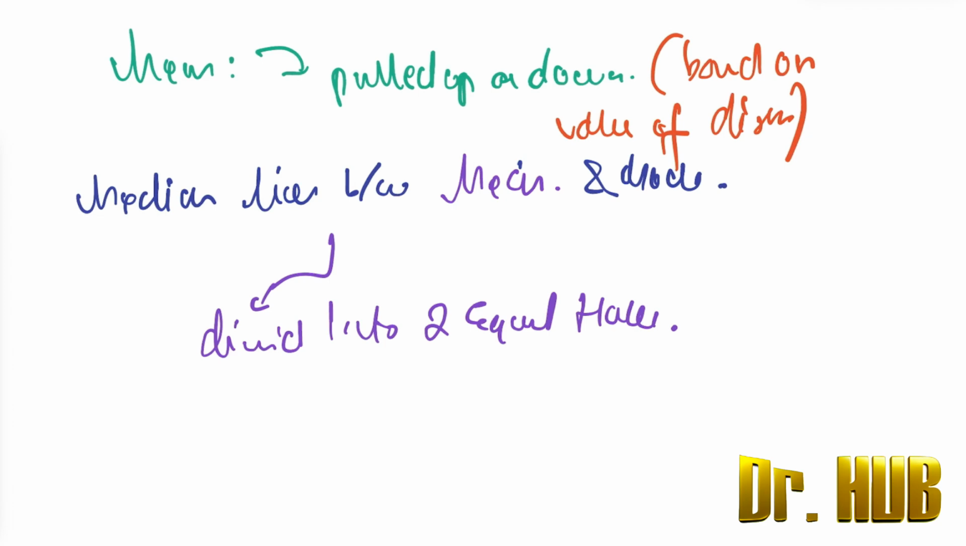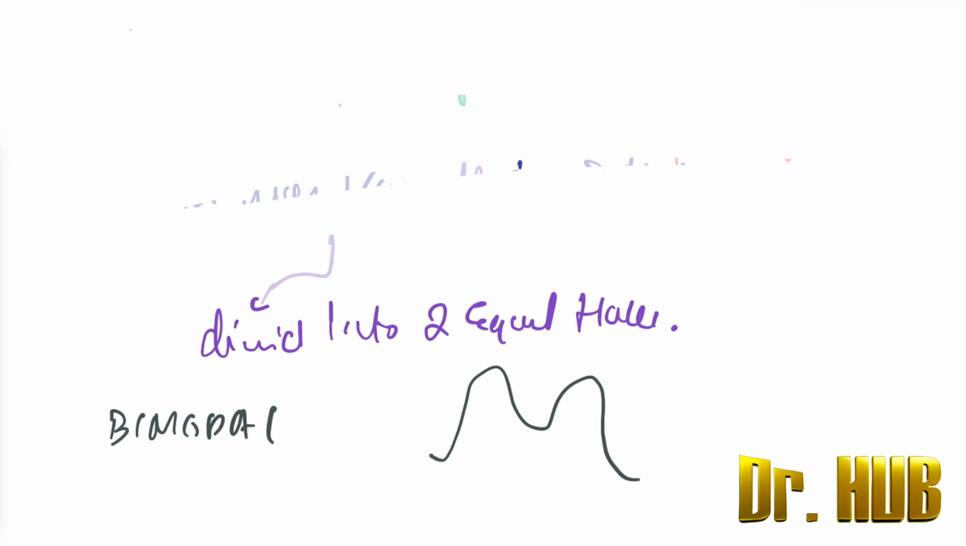A bimodal distribution will have two points, just like this. What is meant by bimodal? A bimodal distribution is basically a distribution with two peaks.